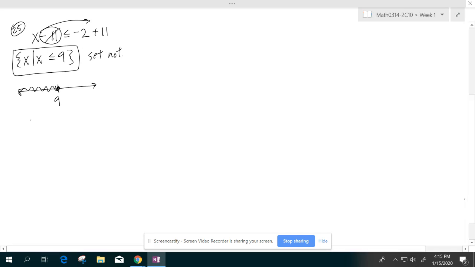Okay. And now I need interval notation. So where does this shading start? Negative infinity. Is that going to get a bracket or a parenthesis? And where does the shading stop? Bracket or parenthesis? And that is interval notation. Questions? Next problem, number 29.